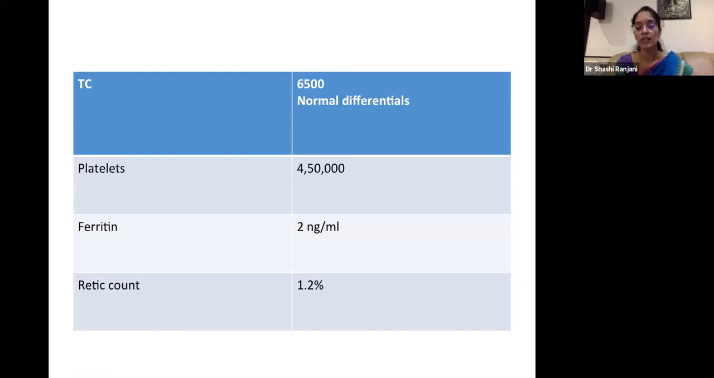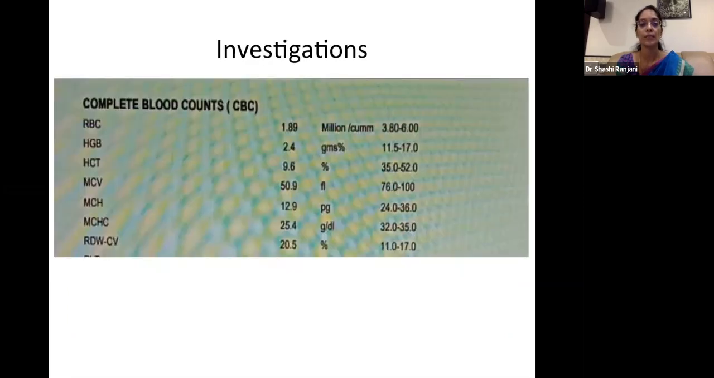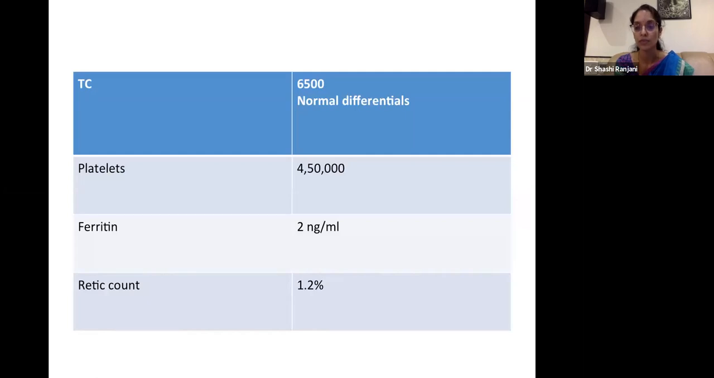Now a word about the retic count. A retic count of 1.2 on the face value looks normal, but retic count should always be interpreted based on the hemoglobin and the hematocrit. If a child with a hematocrit of 9.6 or 10 has a retic count of 1.2, then this is definitely less. So one should always calculate the corrected retic count. So we'll come to the corrected retic count later and its importance.